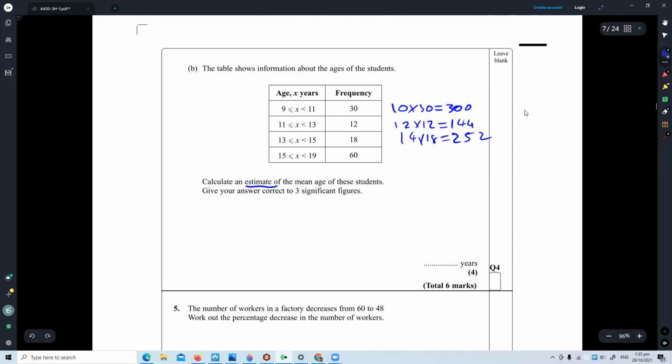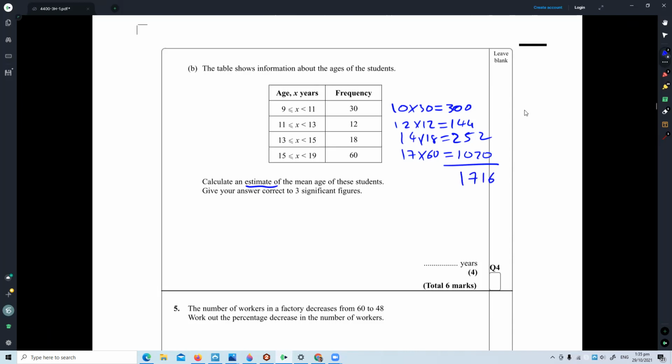If you'd like to learn more about midpoint multiplication, you can refer to my video about how to multiply numbers like these. And then 17 here times 60. Okay, so again, I'm going to use my calculator to make sure that I don't make any errors. 1,020. So that's 1,020. And now I need to figure out the average age of all these students. So it's 300 plus 144 plus 252 plus 1,020, which is 1,716. It's worth double checking this number.